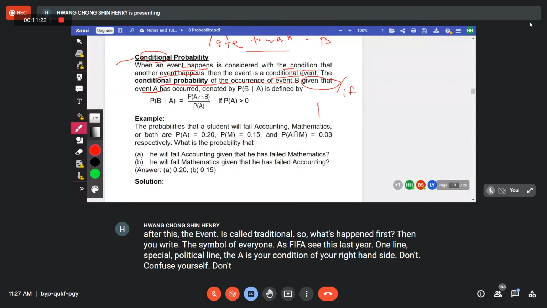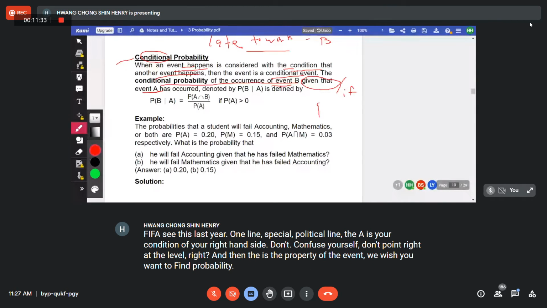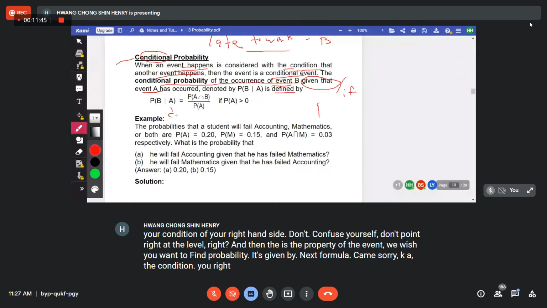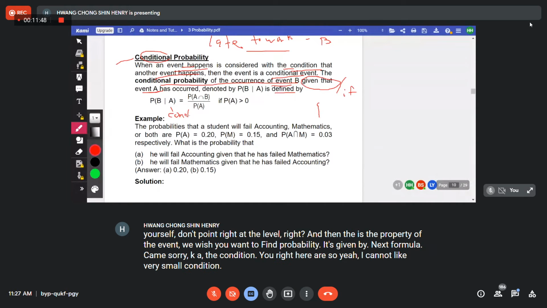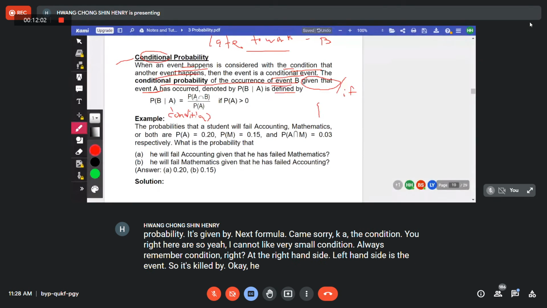Don't confuse yourself. Don't write at the left. Write at the right. The B is the event B, which you want to find the probability of. It's given by the formula. So I repeat, the condition A, you write here. Always remember, the condition goes on the right hand side. The left hand side is the event. So it's given by P(A and B).